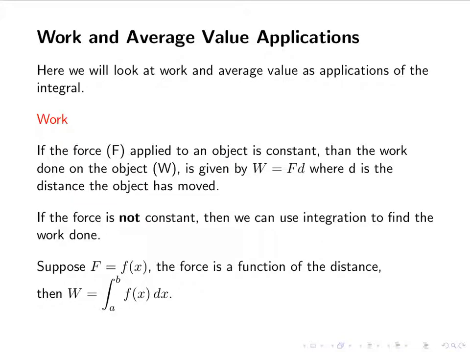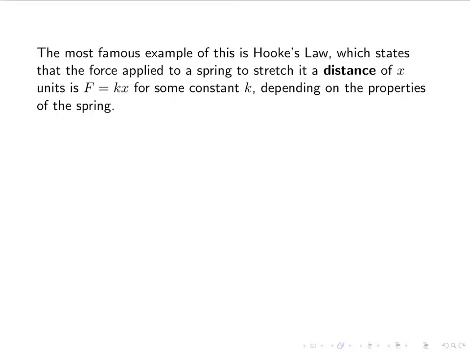So a and b are the distances that the object has moved, right? A and b are values of x. The most famous example is Hooke's law. Hooke's law states that the force applied to a spring to stretch it a distance of x units is F equals k times x for some constant k, and the k depends on the properties of the spring.